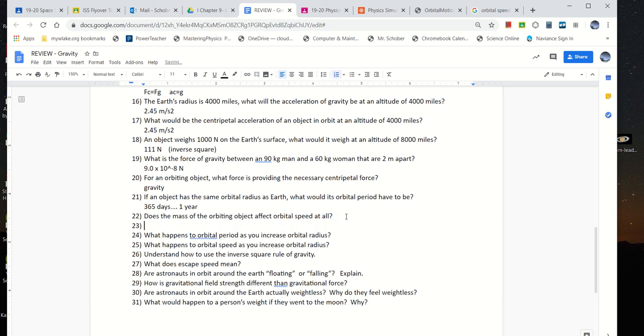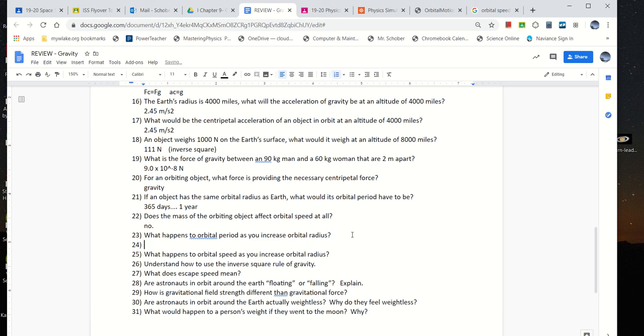Someone asked this, but does the mass of an orbiting object affect orbital speed at all? No. At any orbital radius, the same orbital speed is required, whether you're talking about a baseball, a person, a spaceship, or an asteroid, a planet, whatever else. What happens to orbital period as you increase orbital radius? Orbital period increases, like I said.